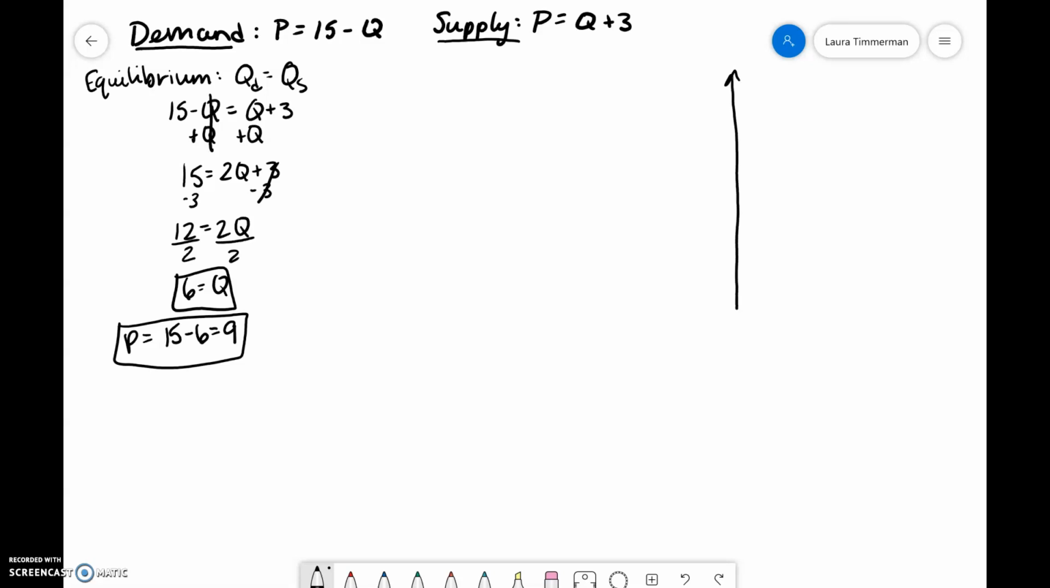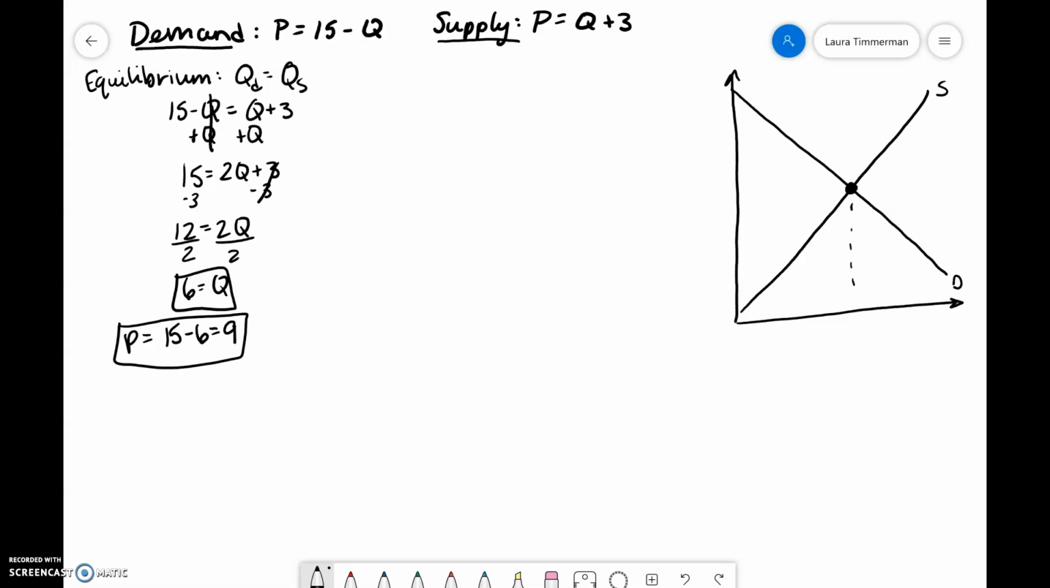So let's sketch our demand and supply curves. Demand is downward sloping, supply is upward sloping. This is where they intersect at the equilibrium. Quantity is on this axis, so this number here is 6, whereas price is on the vertical axis, so this is $9. So that gives us those two things.